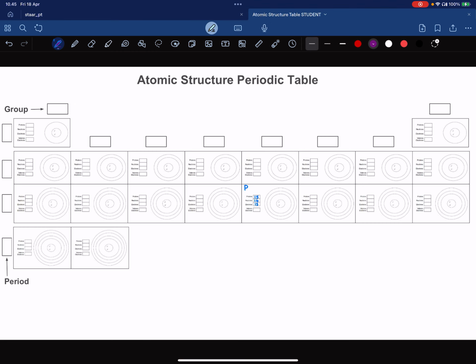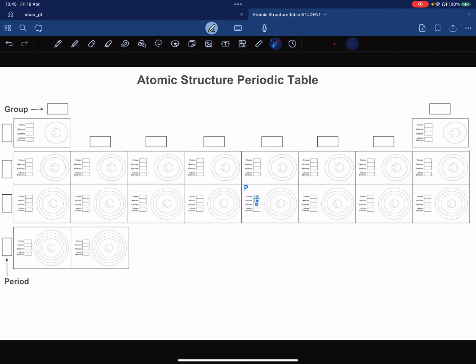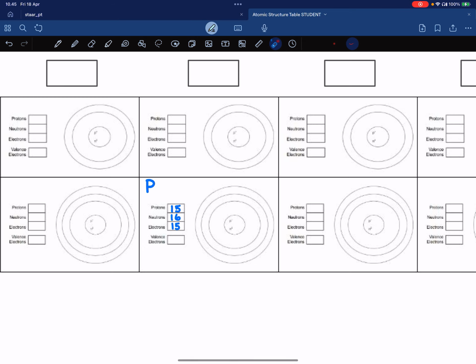Okay, folks, so now we're going to take the next step. After you've filled all of this in for all of the other elements on the periodic table, and you've checked it, we are going to look at the structure for each of these elements based on the number of protons, neutrons, and electrons that you have calculated.